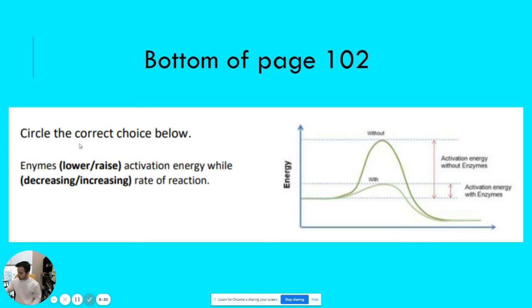So let's look at the bottom of page 2, that little graph. Okay, so let's think about what I just talked about. Enzymes either lower or raise activation energy while decreasing or increasing the rate of reaction. So if they lower the energy for the frogs, they are actually increasing the rate of reaction. So it's happening faster. Rate just means how fast it's going, right? So it's increasing how fast it's going.